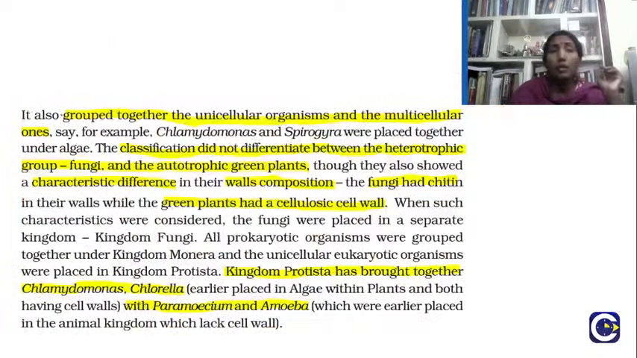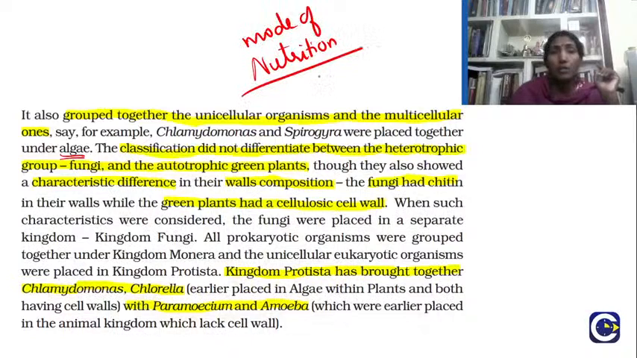So look here, it also grouped together the unicellular organisms and the multicellular ones, say for example Chlamydomonas or Spirogyra. They were all placed under algae. Okay, they were all called algae. But in the classification, it did not differentiate in terms of their mode of nutrition. But if you consider the mode of nutrition, the fungi are heterotrophic and the plants are autotrophic. So a big division comes there.